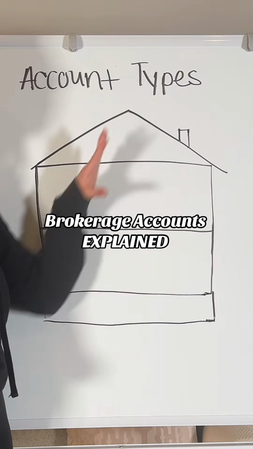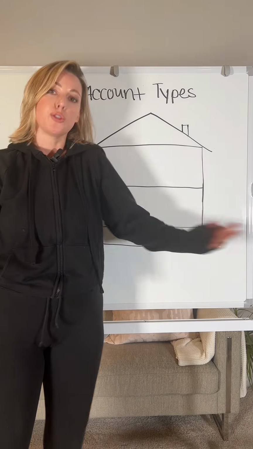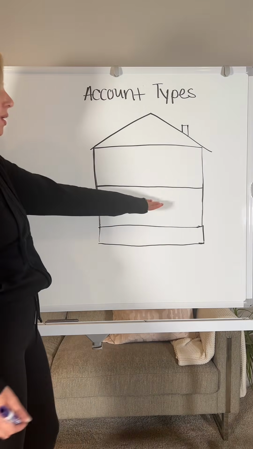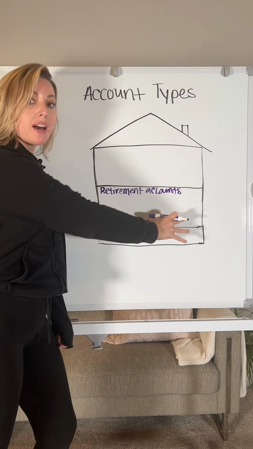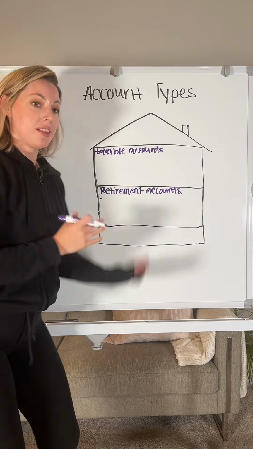About account types, think of it like the house, and the location that you choose is the brokerage firm that you choose, which is Fidelity, Merrill, Charles Schwab, E-Trade, just to name a few. You have two levels. You're gonna have your retirement accounts on the first level, your taxable accounts on the second level. These are your IRAs.